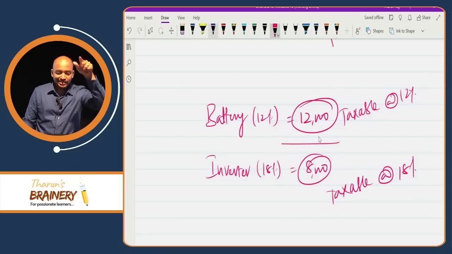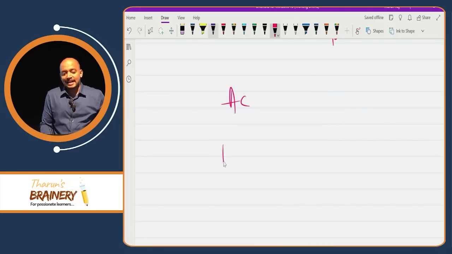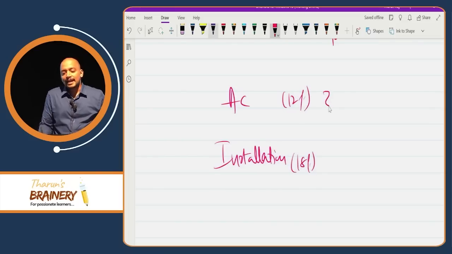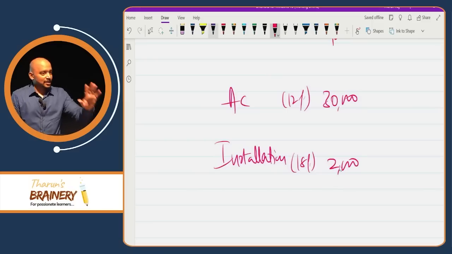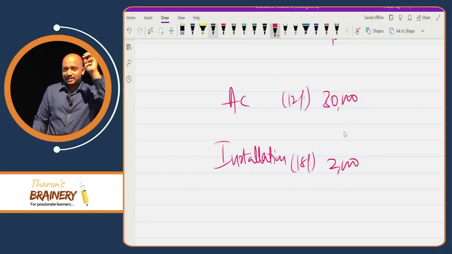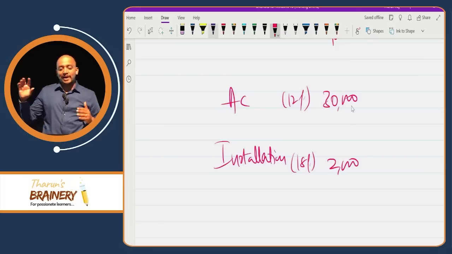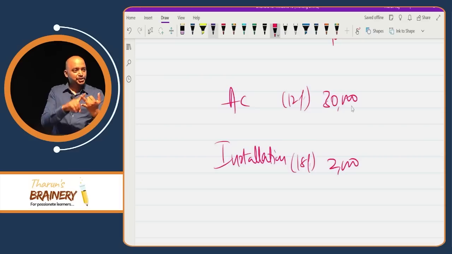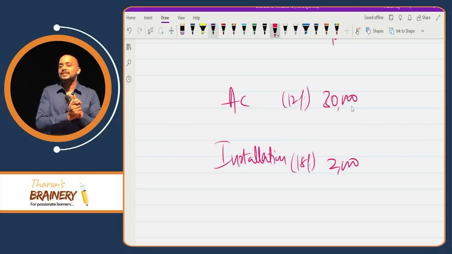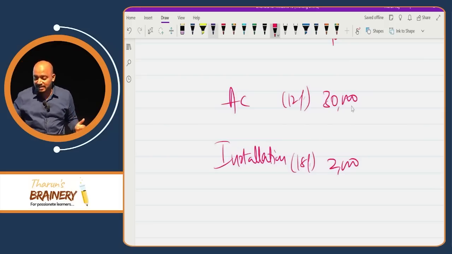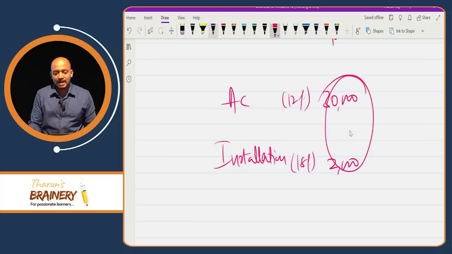No. For example, say this. AC and installation. AC is 12%, installation is 18%, AC 30,000, installation 2,000. Then will it be individual supplies or not? No, because it will become a composite supply. Why? All are taxable, naturally bundled in the ordinary course of business, and the principal supply is identifiable. Let the price be single or separate, the entire price will be taxable at 12%.